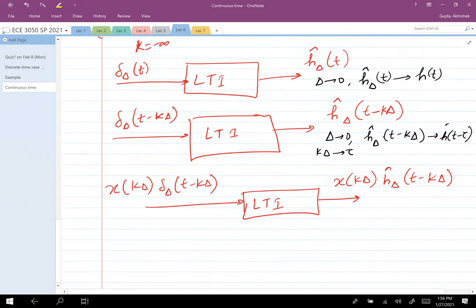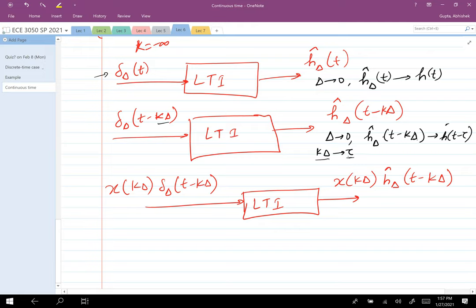Okay, so we have this sequence of steps. This is the exact step that we had taken even for the discrete time case. So I'm just mimicking the same step for the continuous time case. I give it this impulse input. I get this approximated impulse output. And I know that as delta goes to zero, the impulse output is going to converge to the impulse output of the original system. Then I give it this approximate impulse, which is translated in time by k delta. Because it's an LTI system, a time invariant system, the output is going to be h hat t minus k delta.